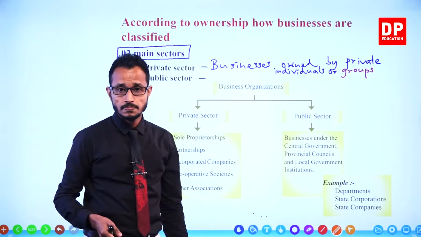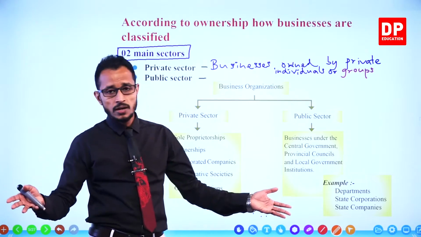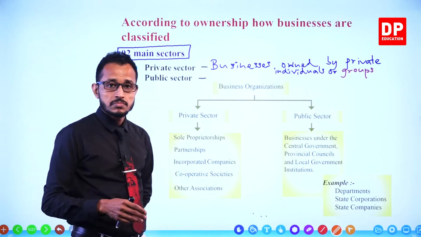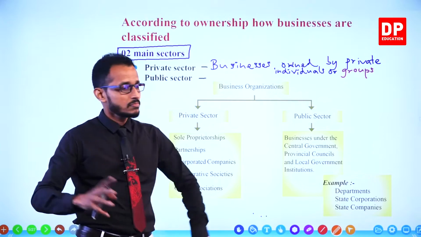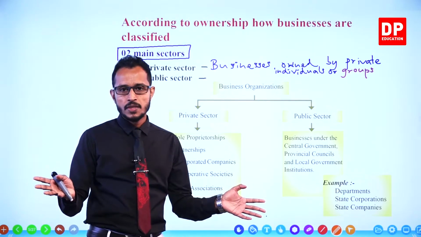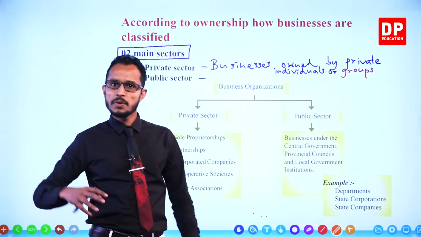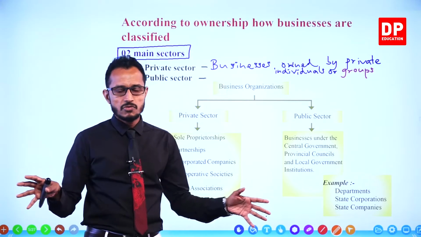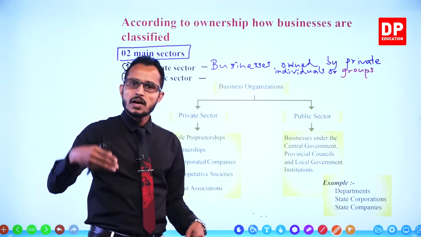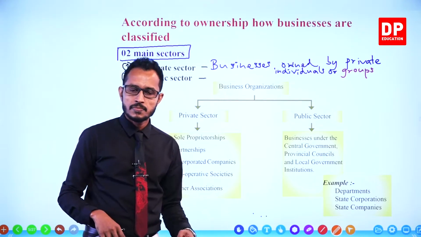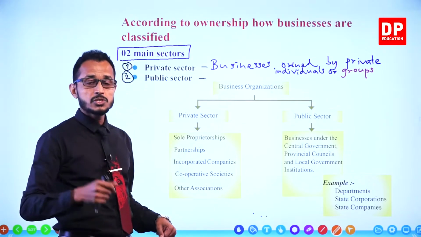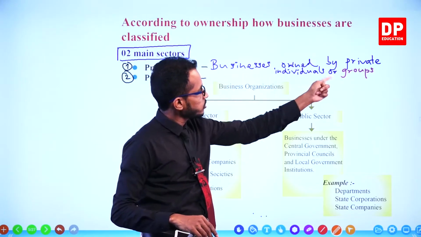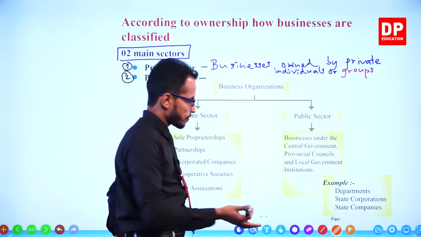Private, like your father, like your mother, like your brother, like your uncle. Don't you have businesses in your families? Everybody has businesses done by some person, some member of the family. Maybe your father is doing a business. Maybe mother is doing a business. Maybe they both are doing government jobs and not involved in businesses. But you must be having somebody, an uncle who's doing a business. Those are private individuals, children. So private sector businesses are owned by private individuals or groups. Okay.